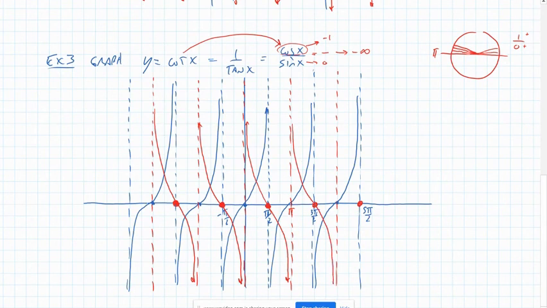So our red graph now is our cotangent graph. And that completes today's lesson on graphing the 3 reciprocal functions.